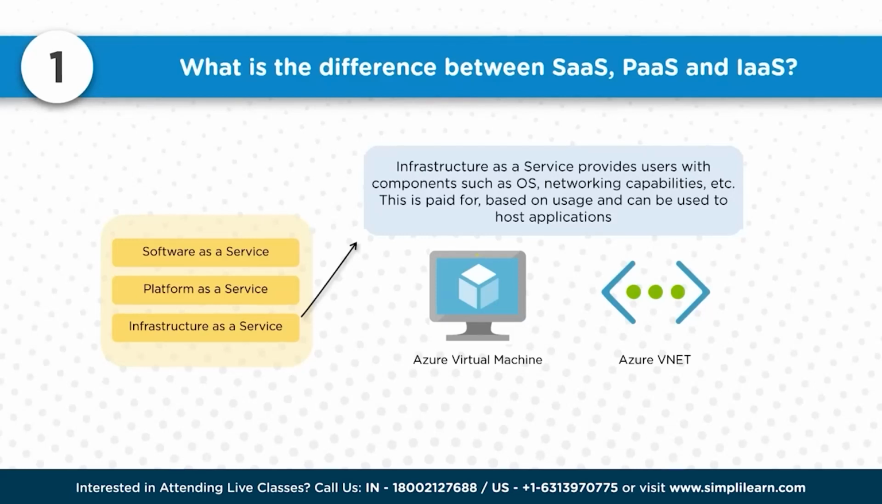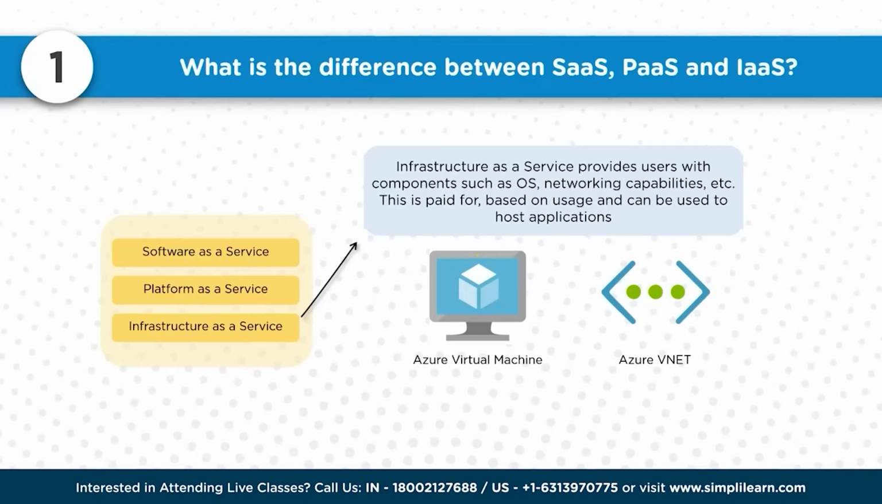So IaaS is very similar to what you would do in your on-premises physical data center. But when we talk about IaaS, we get to do everything, but it's hosted in the cloud. So if we need to build a definition around IaaS, infrastructure as a service provides users with components. It does not give us a built environment. It simply provides components such as operating system, networking capabilities, and a lot more. Now, this is paid for based on usage and can be used to host applications.